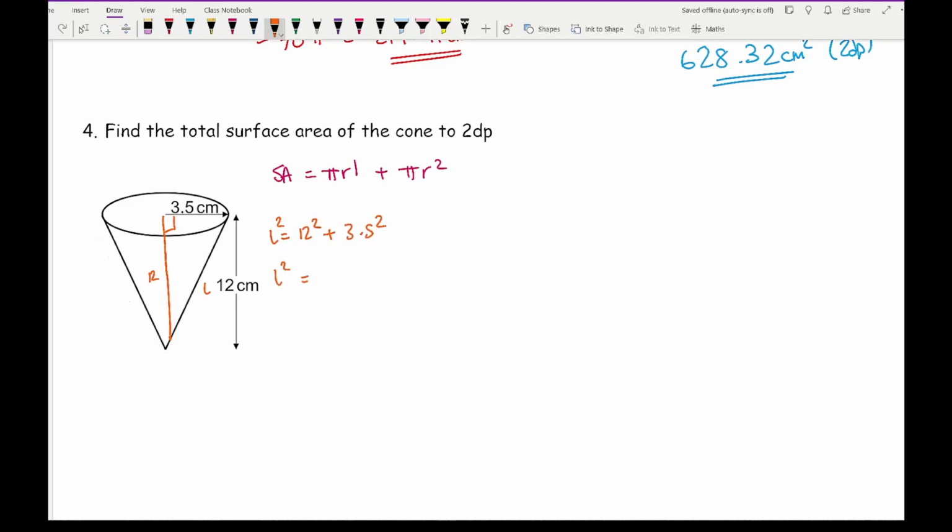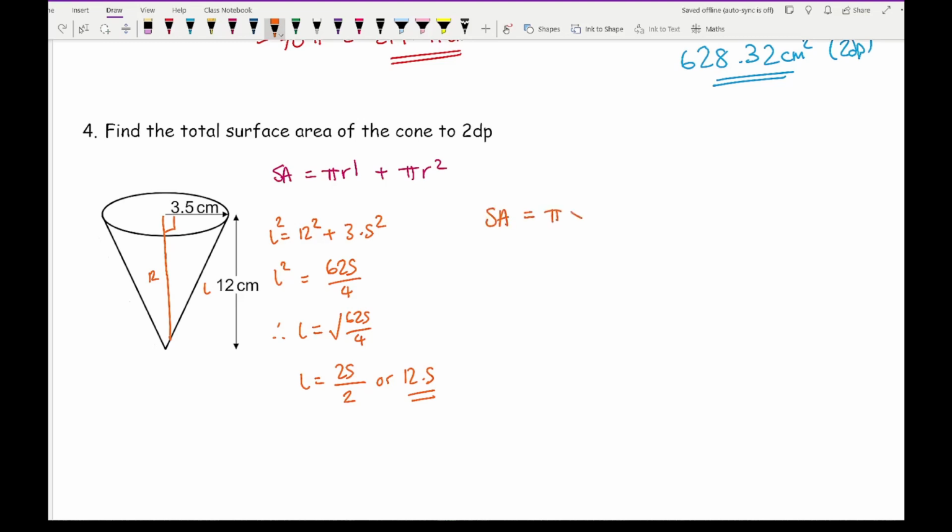So L squared equals, and if I type that in, I've got 12 squared, which is 144, plus 3.5 squared, and I get an answer of 625 over 4. So therefore L is going to equal the square root of 625 over 4, and if I square root that answer, I get L equals 25 over 2, or 12.5. So then working with this, then I can then work out the total surface area.